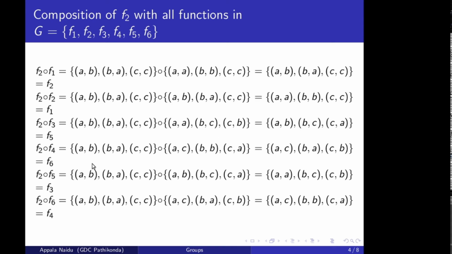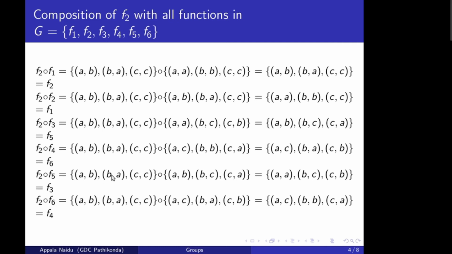This is F5. Here we start with A goes to C, in this C goes to C, so in composition A goes to C. Here B goes to B, image of B in F2 is A, so in composition B goes to A. Here A goes to C, C goes to A, so A goes to B, so in composition C goes to B. This is F6.